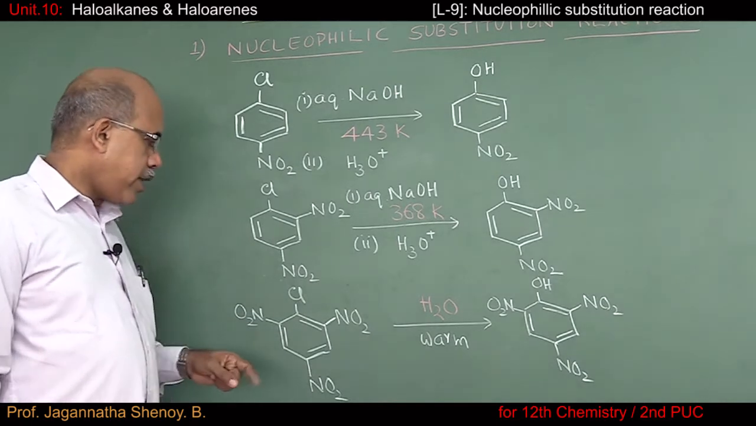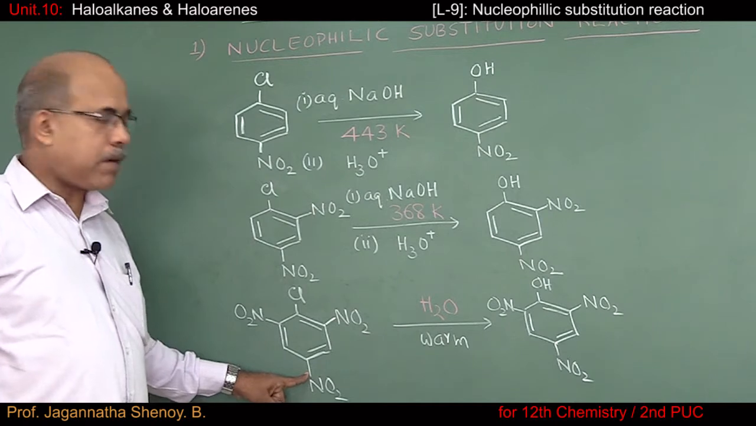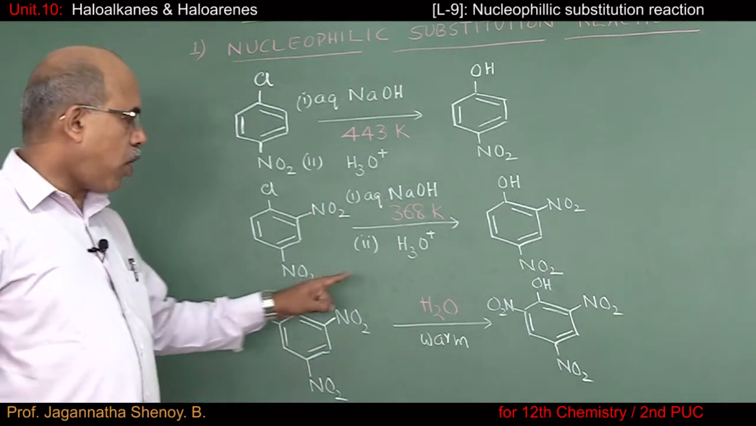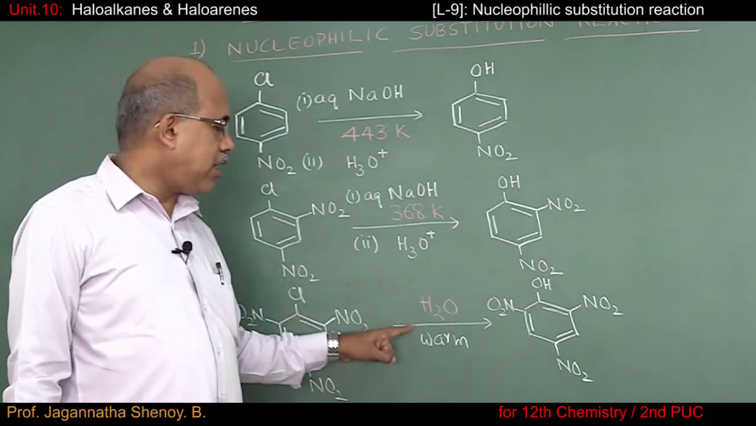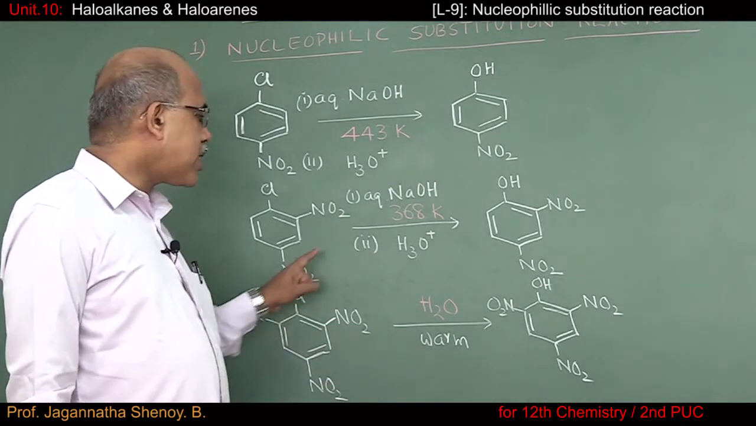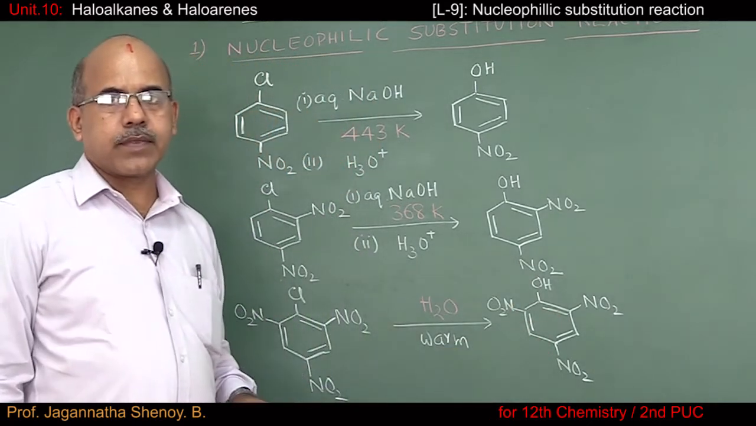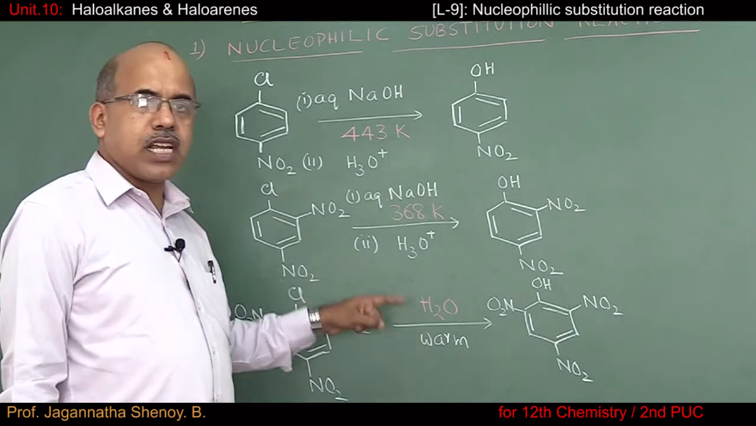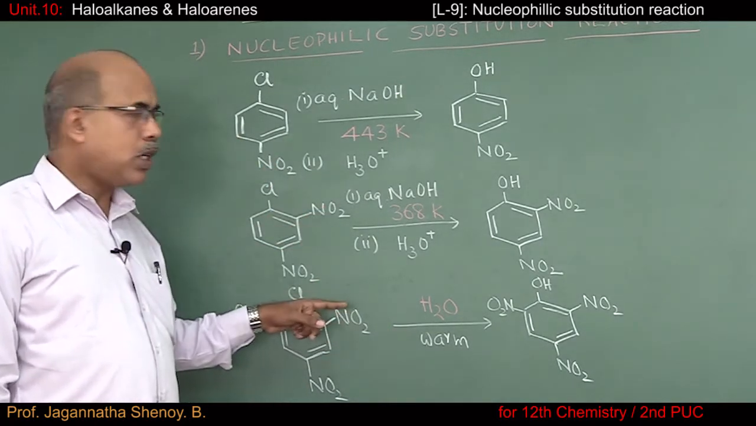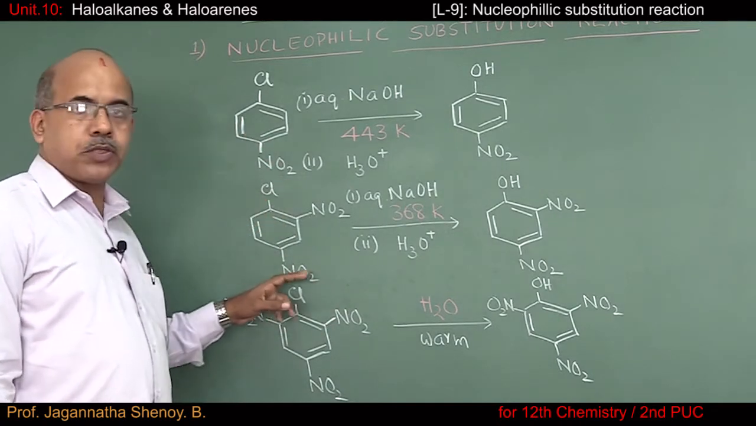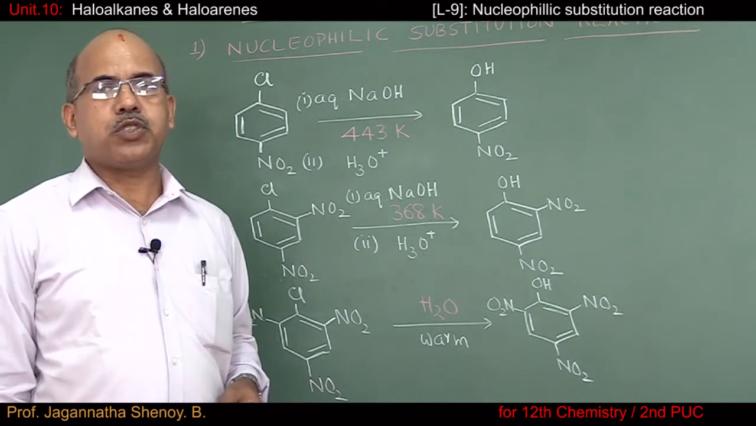And finally, when both the ortho positions and one para position are occupied by NO2 groups, if you observe the reagent, we are not using even sodium hydroxide. It is just water and we just need to warm it. Nucleophilic substitution reaction takes place to form the corresponding phenol. So from these examples, it's clear that with the increase in number of electron withdrawing groups like NO2 at ortho and para positions, haloarenes become more and more reactive towards nucleophilic substitution reactions.